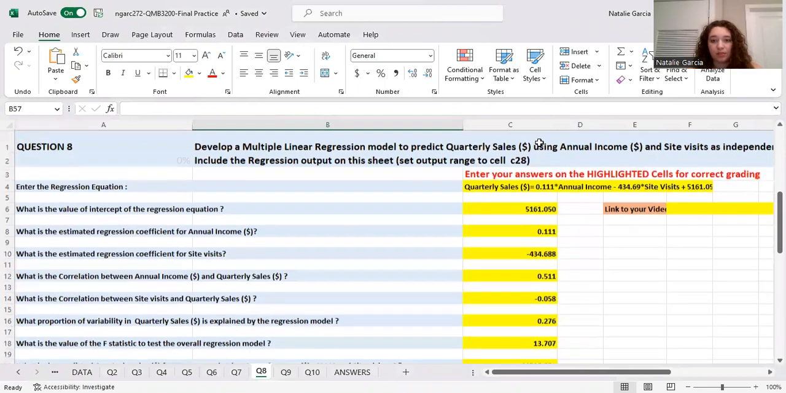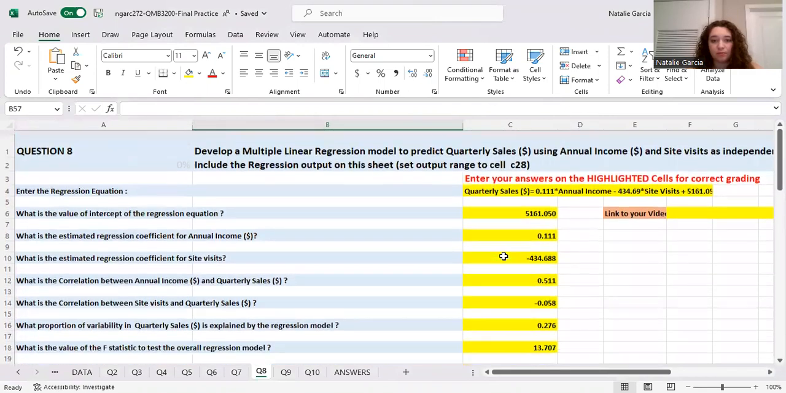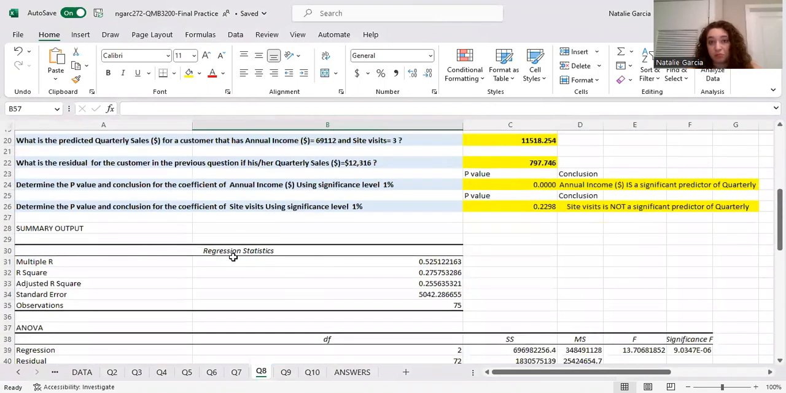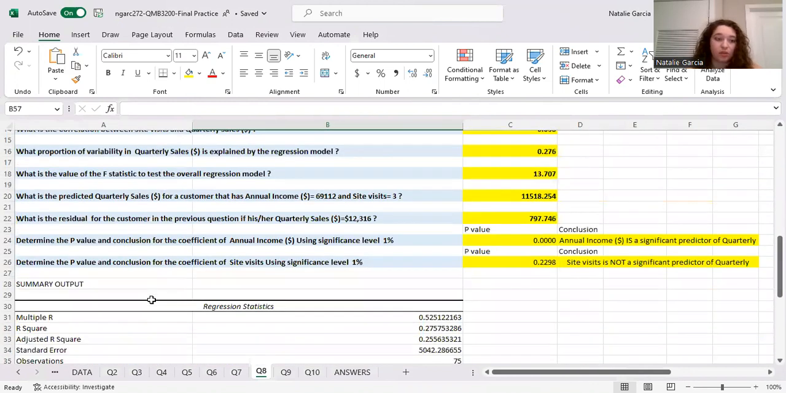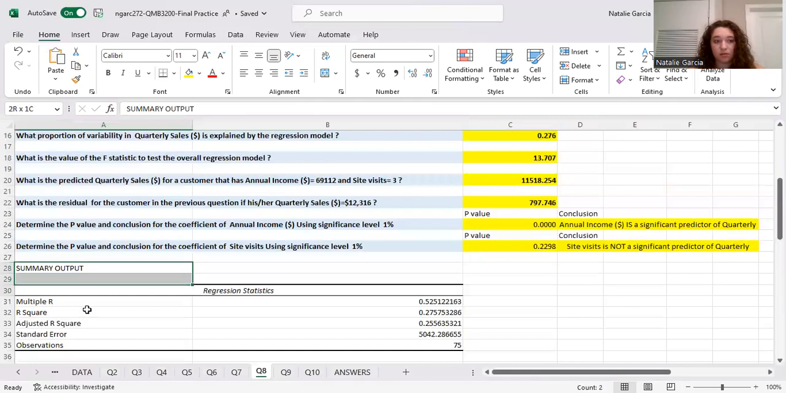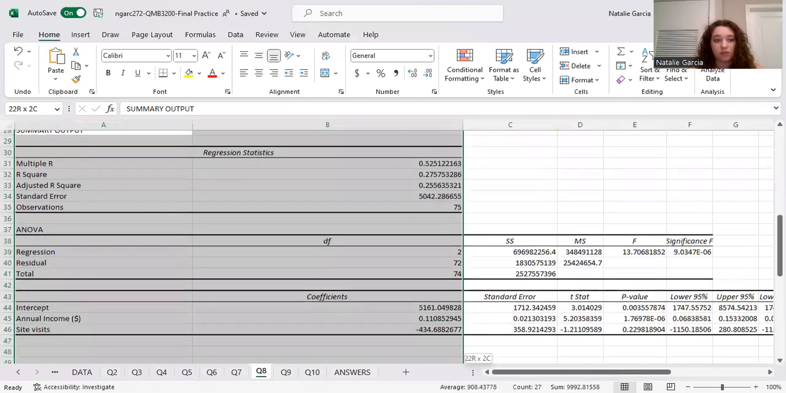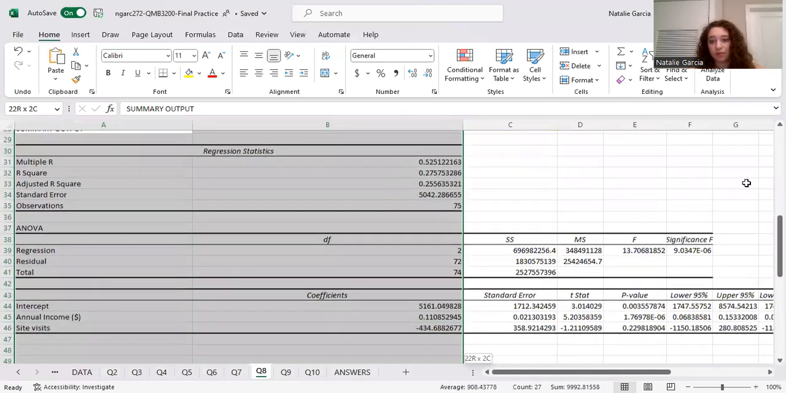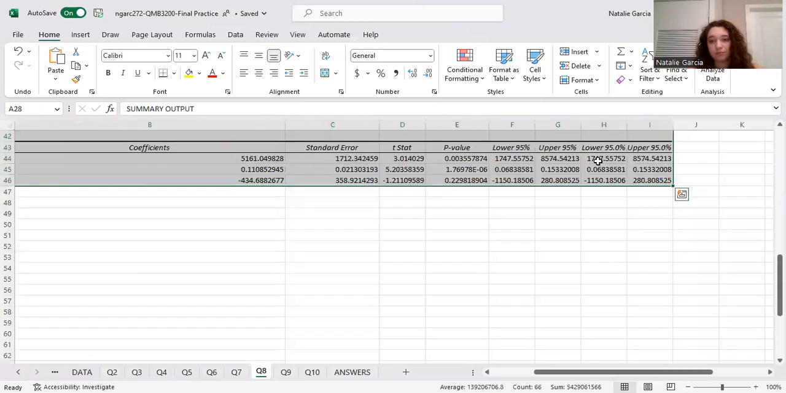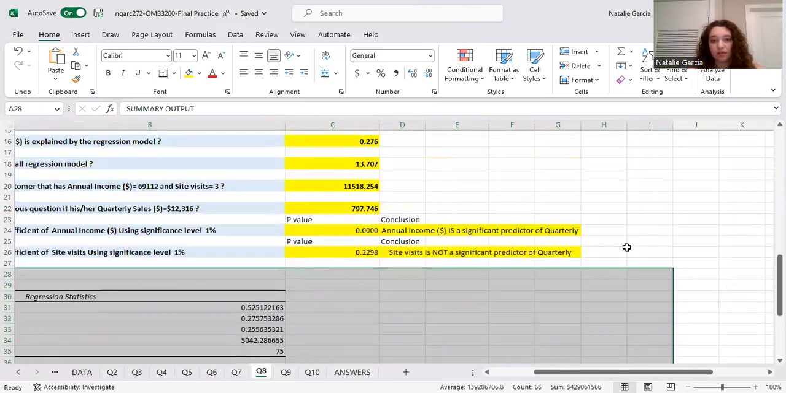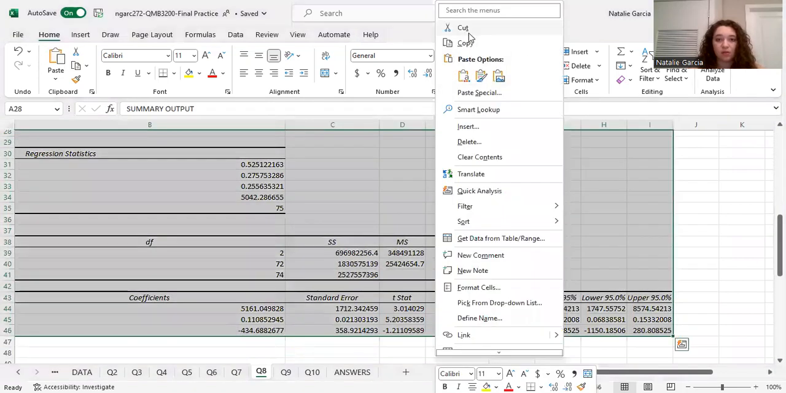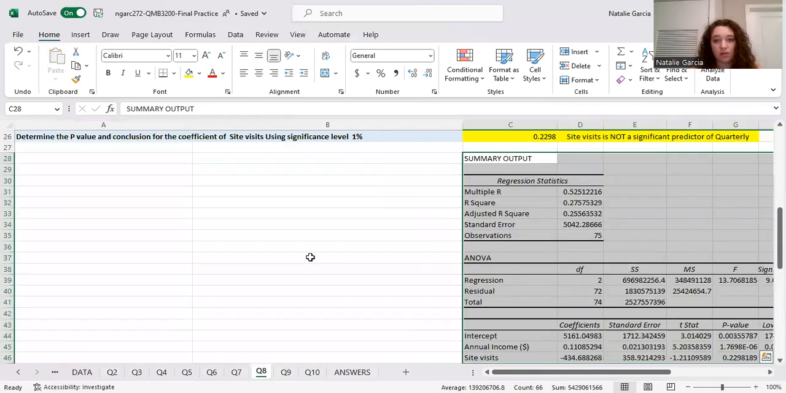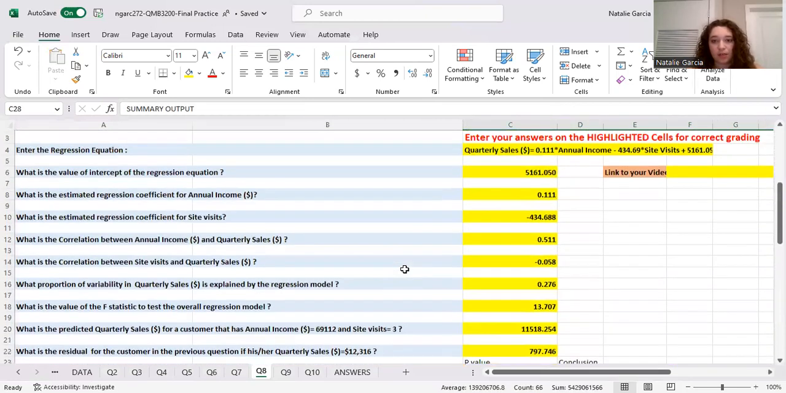But basically, it's just the same thing. Now I need to cut this and just put it to C28 because I didn't see that before. So did I get everything? Yes, I did. We'll see. Cut. And then we're gonna paste it to C28, Control V. Perfect. I put it where they wanted it.